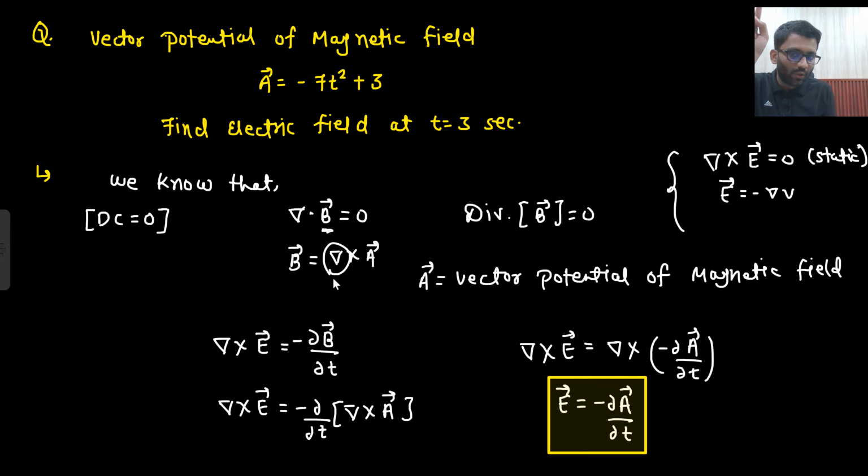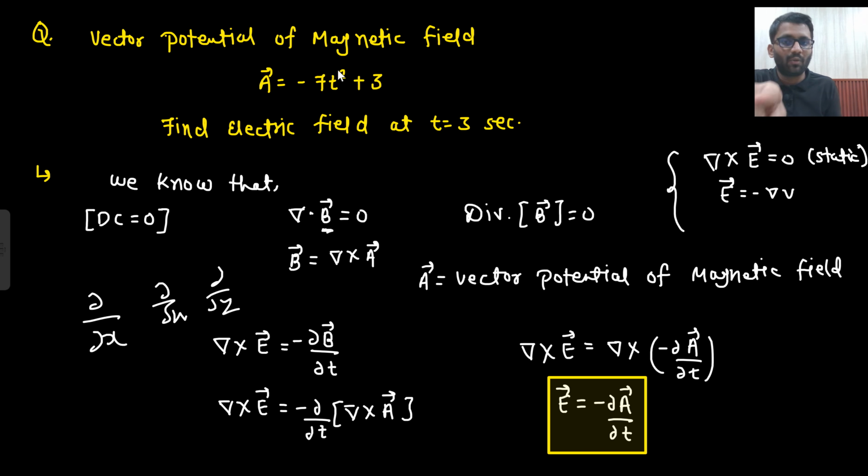So this operator will be only on space coordinates. This can change your space coordinates, del by del x, del by del y, del by del z. But this cannot change the time component. So t will always be there in the final output.